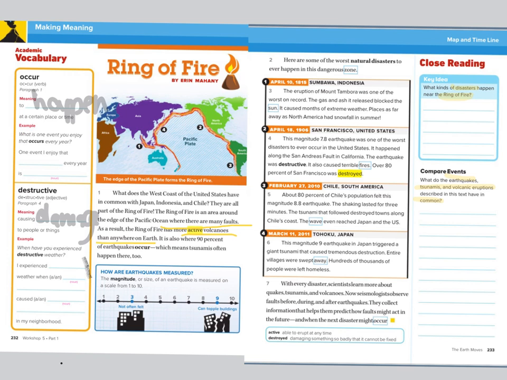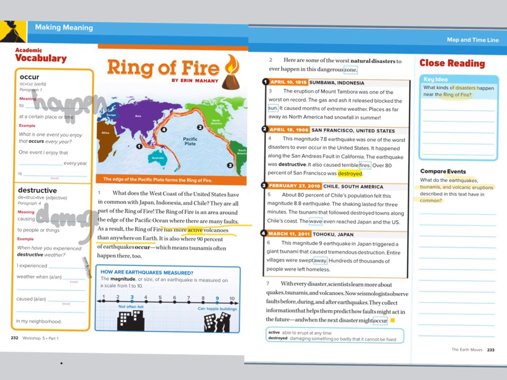February 27th, 2010, Chile, South America. About 80% of Chile's population felt this magnitude 8.8 earthquake. The shaking lasted for 3 minutes. The tsunami that followed destroyed towns along Chile's coast. The wave even reached Japan and the United States.